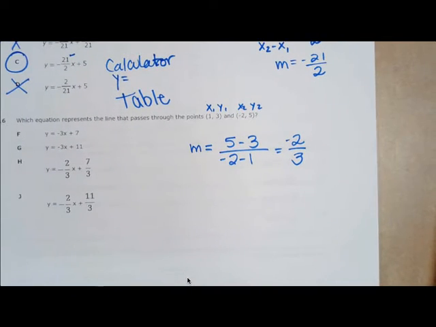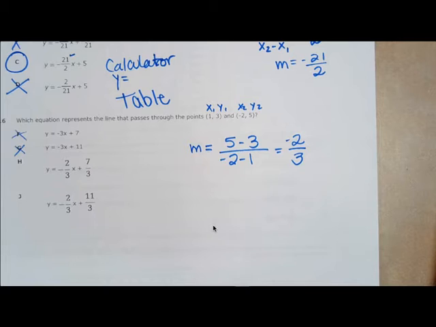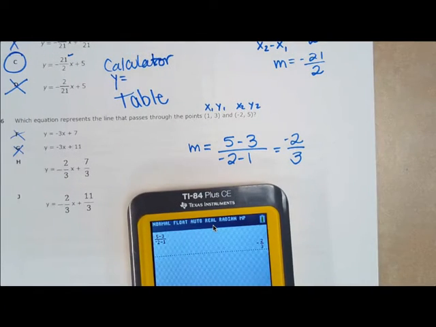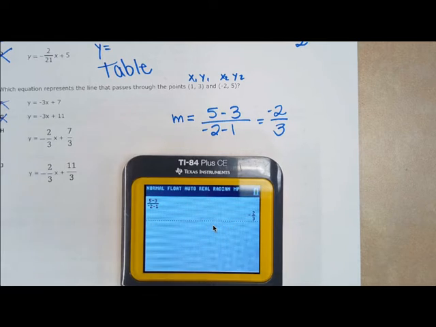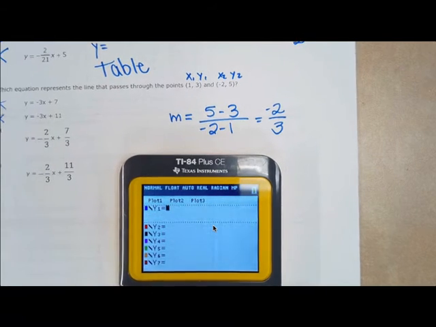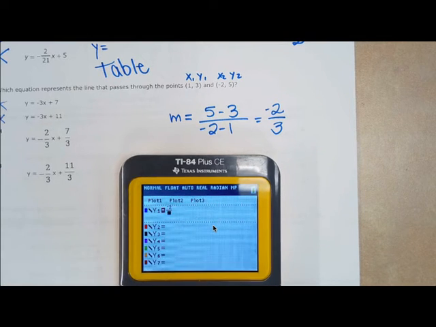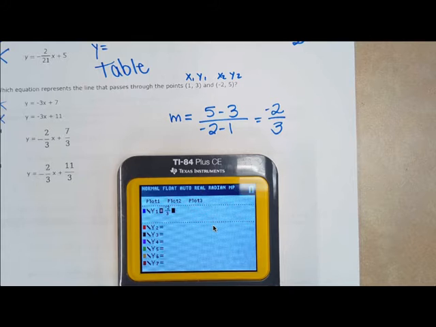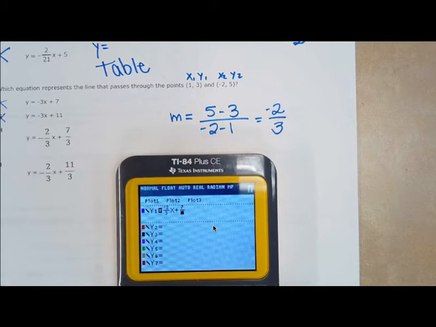I have written it down, what I got for the slope anyway. So now I know that it's not F and G. So now I plug it into y equals. Oh, and I also put this into y equals. Into the calculator and got negative 2/3. So then clear this out. Put in the negative 2/3 x plus 7/3.